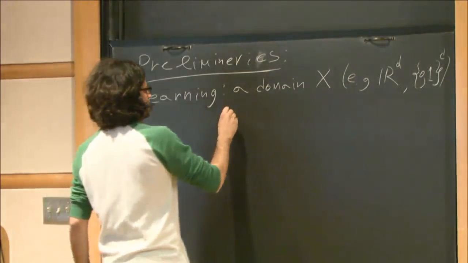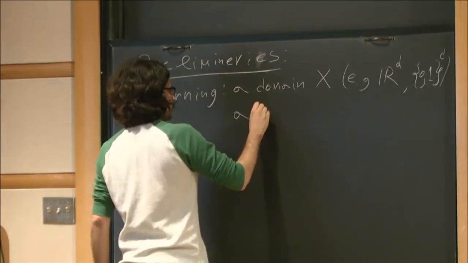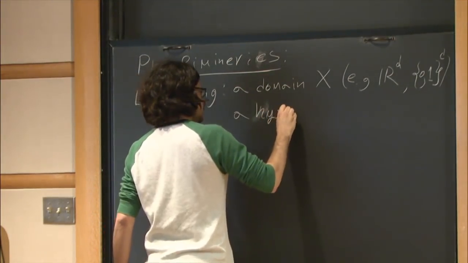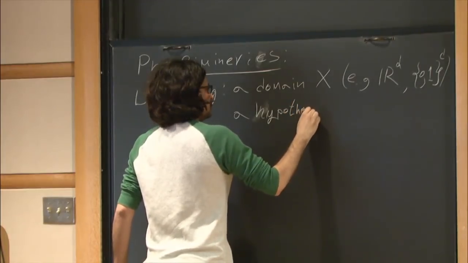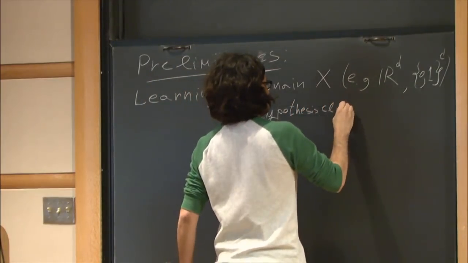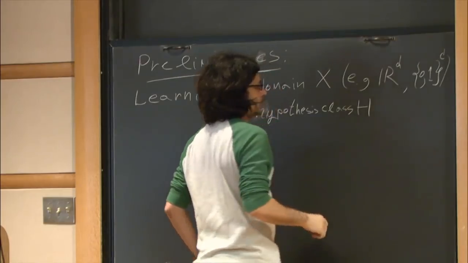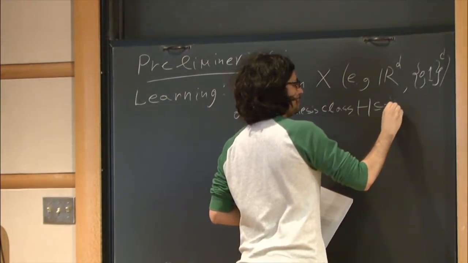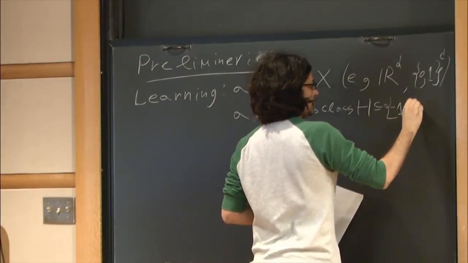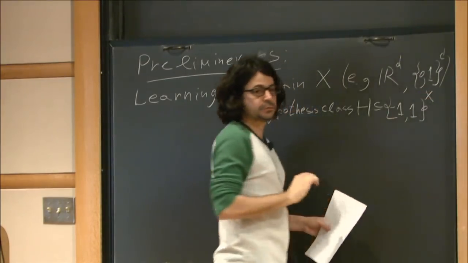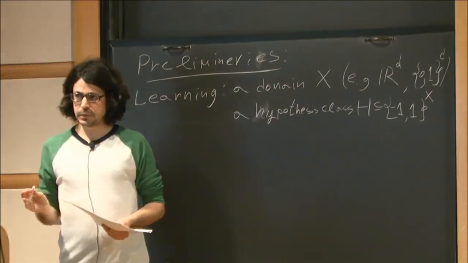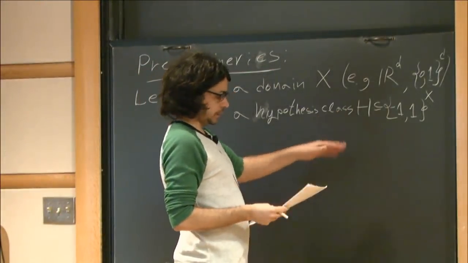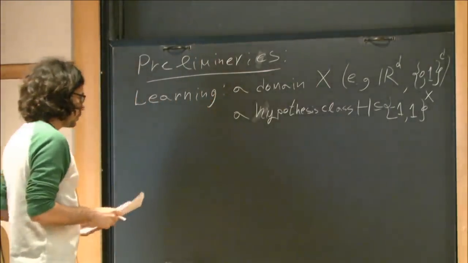And we have a hypothesis class, which is often denoted by H. So H is basically a subset of functions from the domain to minus 1 or 1, or to 0 or 1. Okay. So these are fixed in a learning problem.